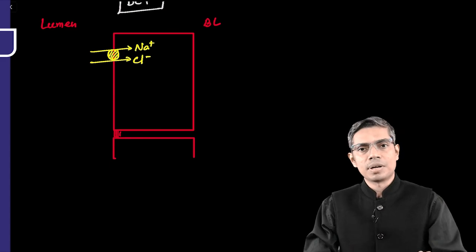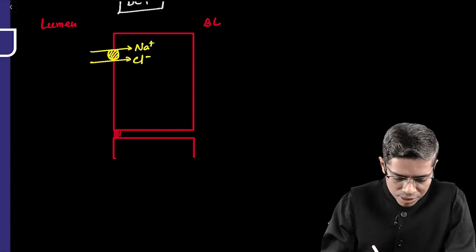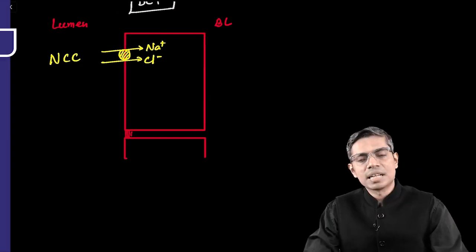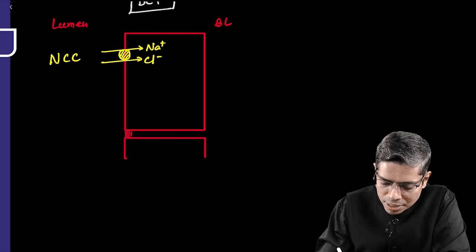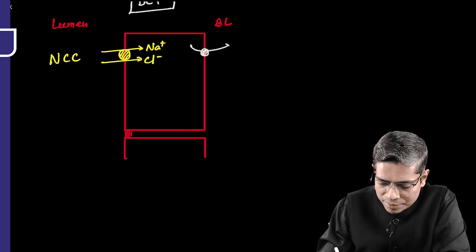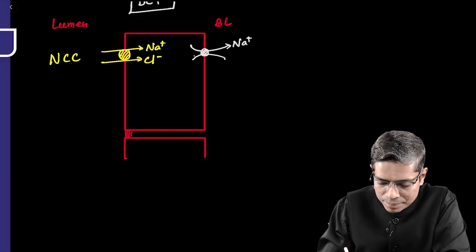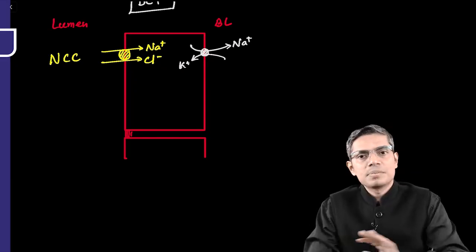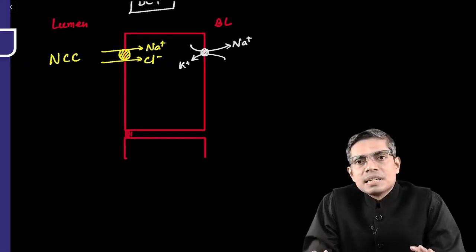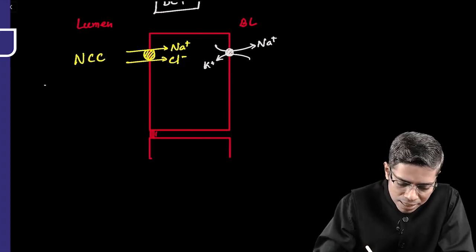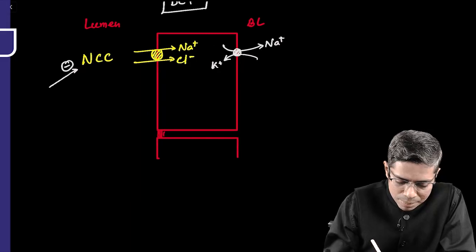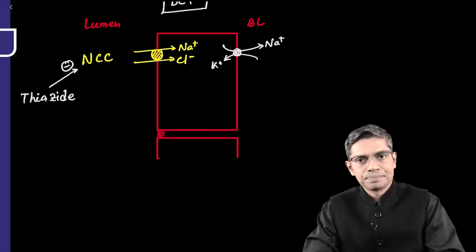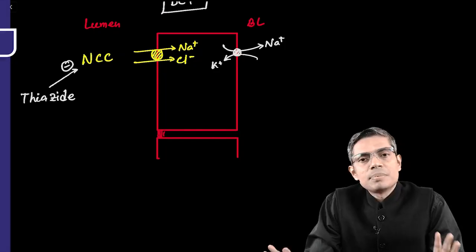One sodium, one chloride. Potassium is not here. So this transporter is known as NCC, the sodium chloride channel, and it is reabsorbing sodium. From the basolateral aspect, the same pump, the sodium potassium ATPase pump, is reabsorbing sodium. This is very simple. And this NCC transporter is inhibited by our diuretics, which is nothing but thiazide. That is inhibiting sodium reabsorption at the level of DCT.